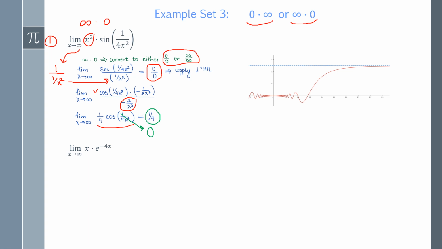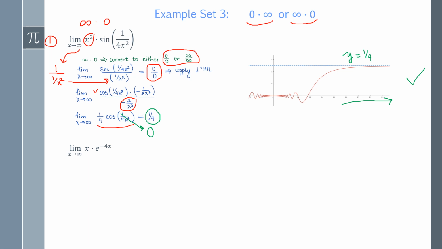So here is my graph of this function, x squared times sine of 1 over 4x squared. We're interested in the behavior of this function as x goes to infinity. And here is my y equals 1/4, the horizontal line, and notice that my graph is approaching that line. So you can always check with the graph and make sure that your limit is computed correctly.